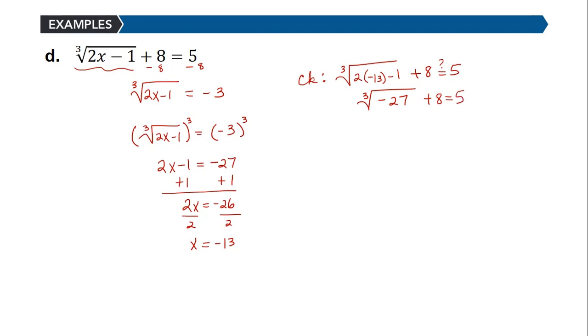The cube root of negative 27 is negative 3 because we're asking ourselves what do we need to cube to get negative 27, and that is negative 3. This gives us negative 3 plus 8 equals 5, which is a true statement. 5 equals 5. Therefore, negative 13 is the solution of the equation, so the solution set is the set containing negative 13.